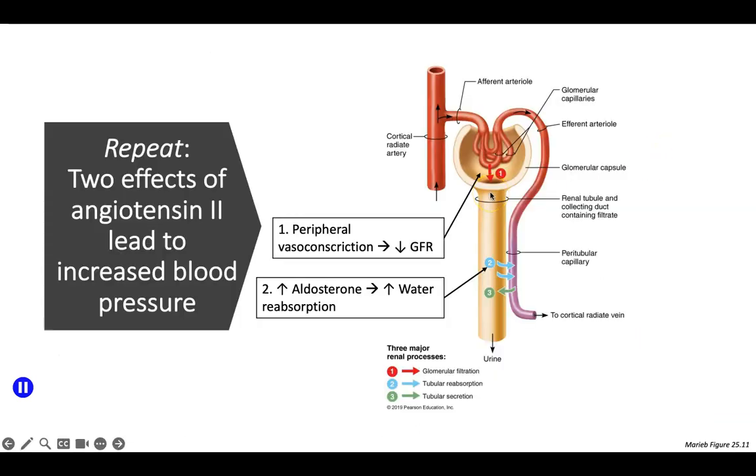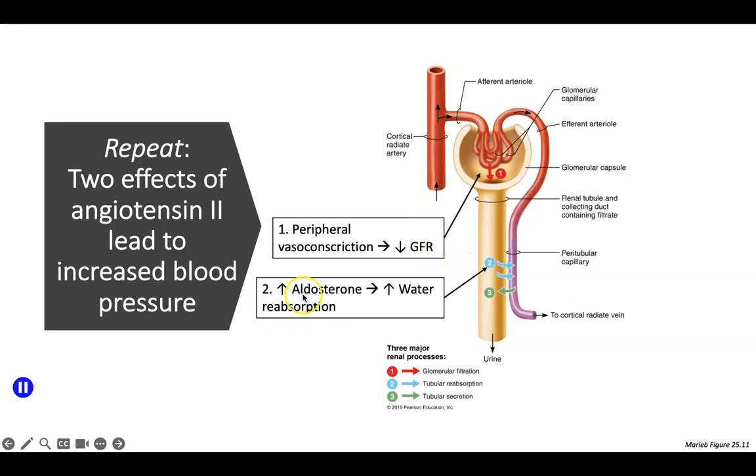All right, so I'll just repeat this a little bit. There are two different effects of angiotensin II that are going to lead to increased blood pressure. One is an effect up here. It's going to affect filtration. As angiotensin II is being produced, it's going to cause constriction of this afferent arteriole, and there will be less glomerular filtration. So now all the fluid stays in the blood.